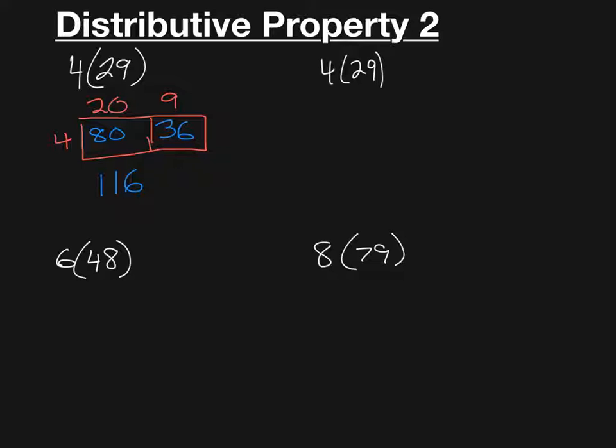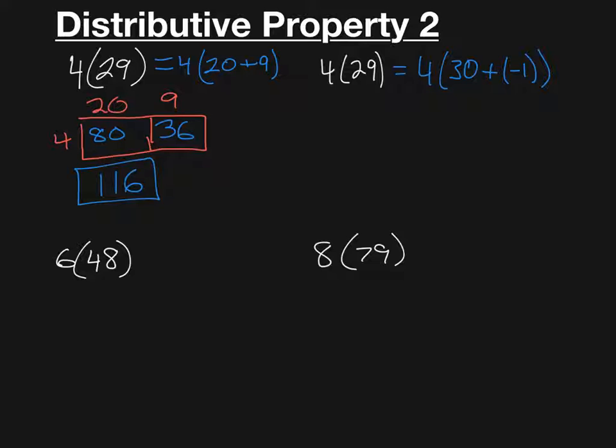So we could really think about this as doing 4 times 20 plus 9, right? And getting 116 as our answer. Now, we could also think of 29 as, instead of 20 plus 9, 30 plus negative 1. So we'll have 4 times 30 plus negative 1. Okay, because 30 plus negative 1 is the same as 20 plus 9. They both give us 29.